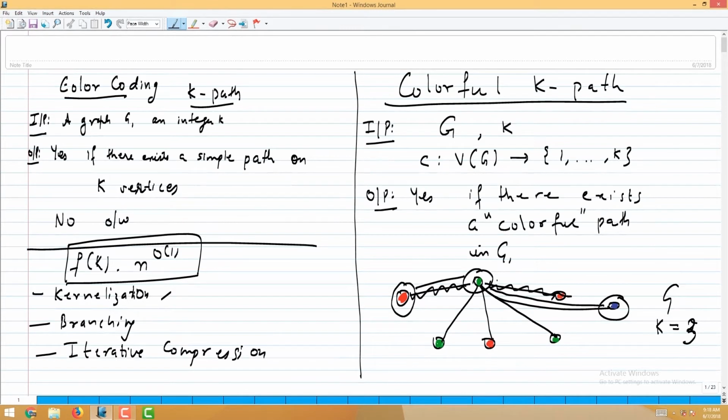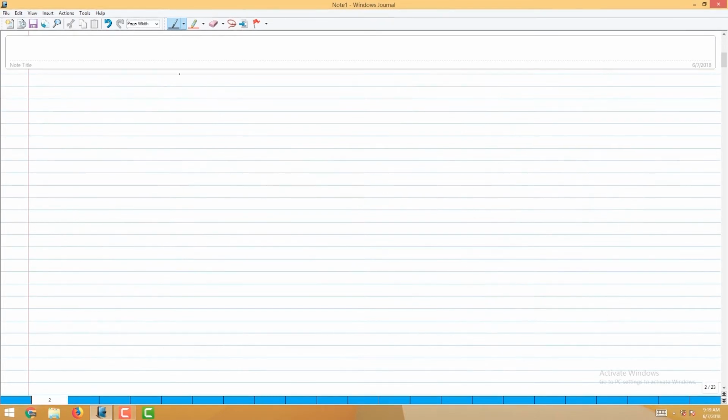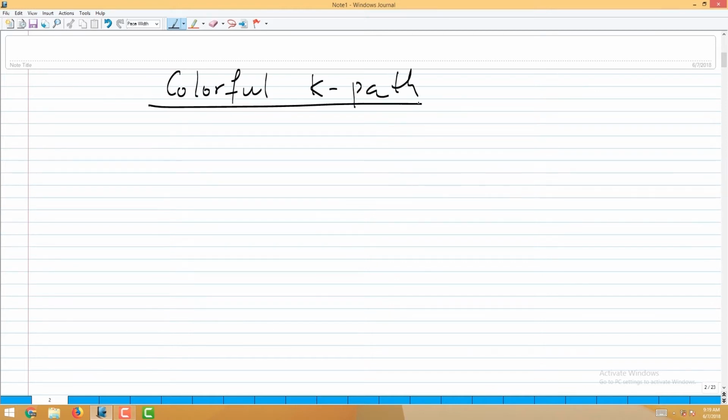So first we'll see an algorithm to solve the colorful k-path problem. And then we'll see why it is enough to solve the colorful k-path problem in order to solve the original problem. Let's solve the colorful k-path problem. So what is the input? The input is a colored graph. It has been colored with k colors.